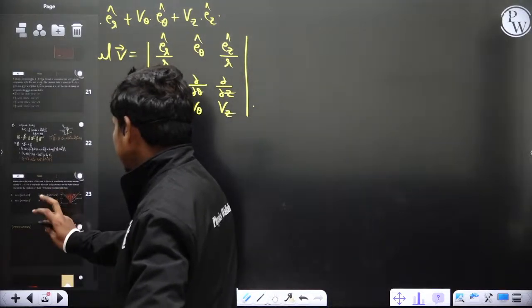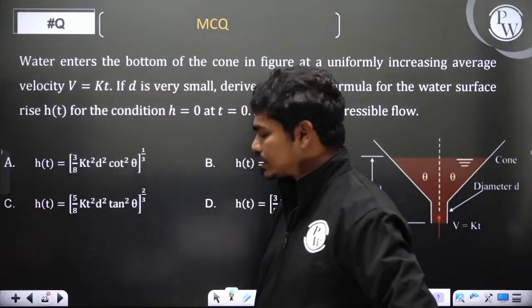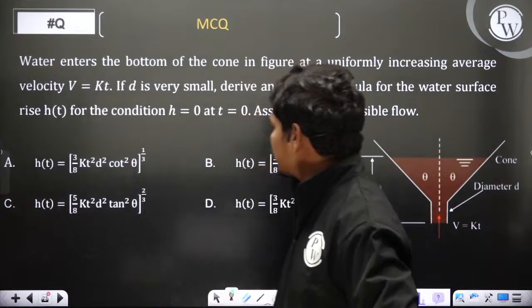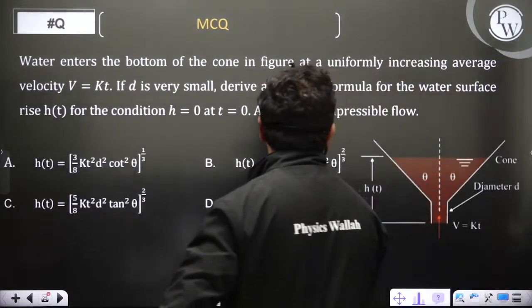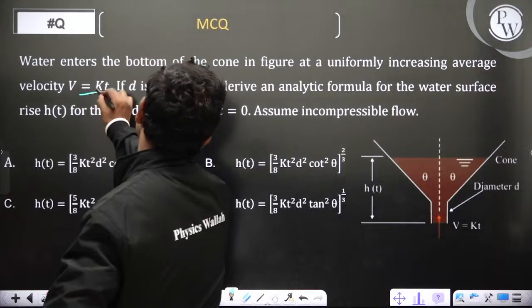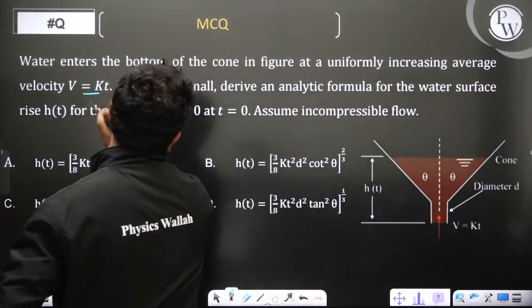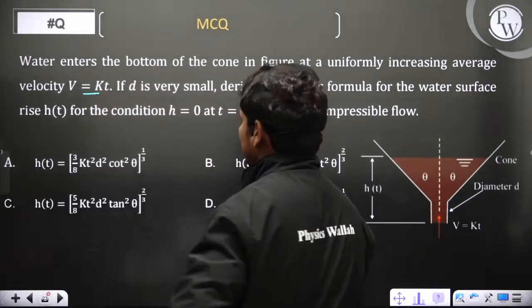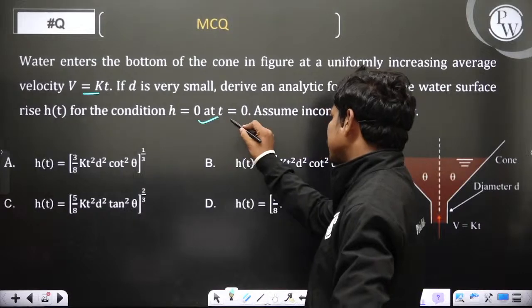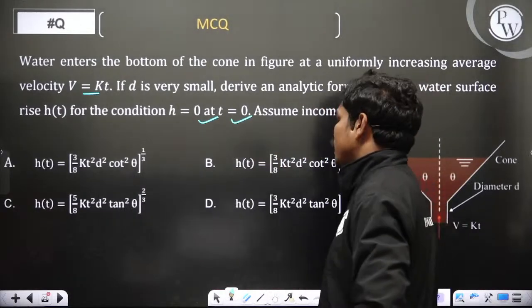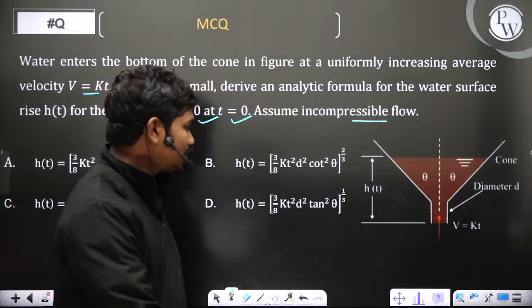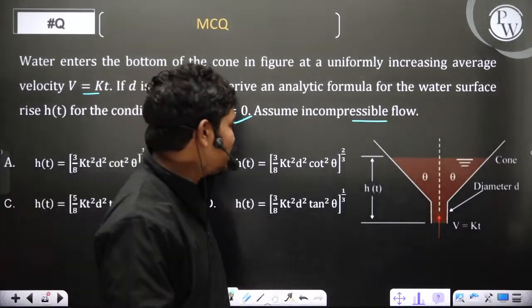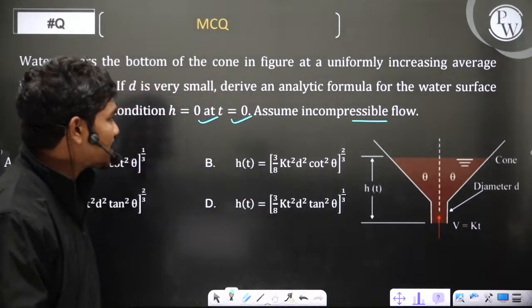This question I have taken from Frank White again. It's an unsolved question. This is one of the good questions, so let us use this. Water enters the bottom of a cone in the figure at a uniformly increasing average velocity V equal to Kt. If d is very small, derive an analytical formula for the water surface height h(t). For this condition h is equal to 0 at t equal to 0. Assume incompressible flow. All these questions, in the beginning of the career, we framed almost 5-6 years down the line, 2018 or 19, I don't remember exactly.